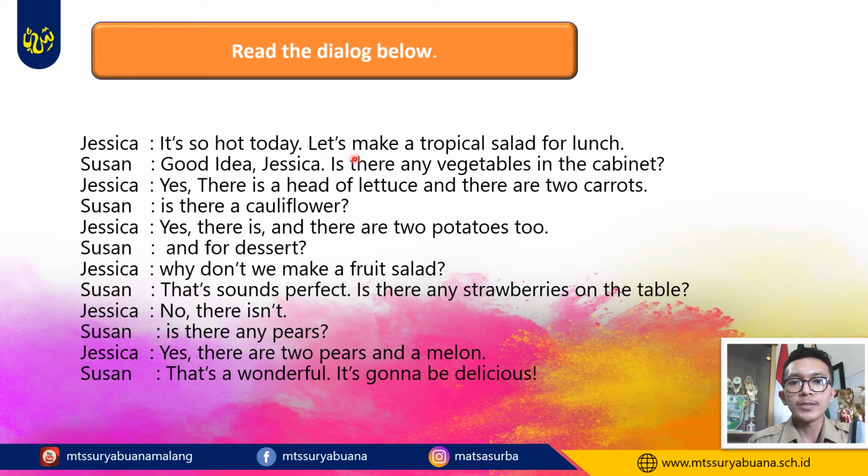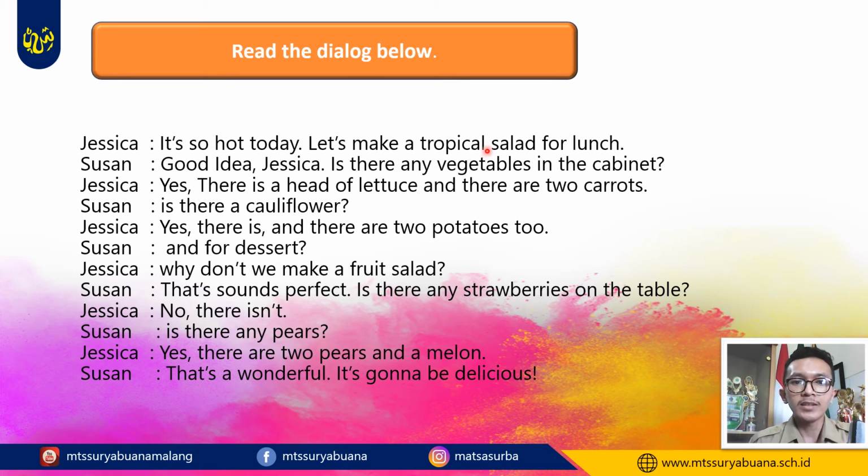It's so hot today. Let's make a tropical salad for lunch. Good idea, Jessica. Is there any vegetables in the cabinet? Yes, there is a head of lettuce and there are 2 carrots. Is there a cauliflower? Yes, there is, and there are 2 potatoes too. And for dessert, why don't we make a fruit salad? That sounds perfect. Is there any strawberries on the table? No, there isn't. Is there any pears? Yes, there are 2 pears and a melon. That's wonderful. It's gonna be delicious.